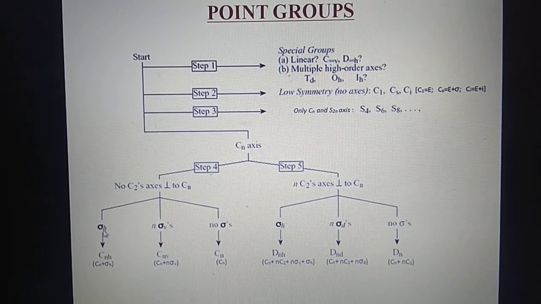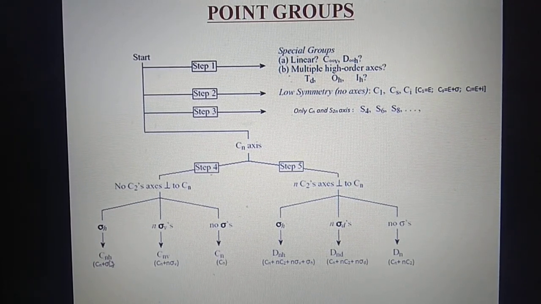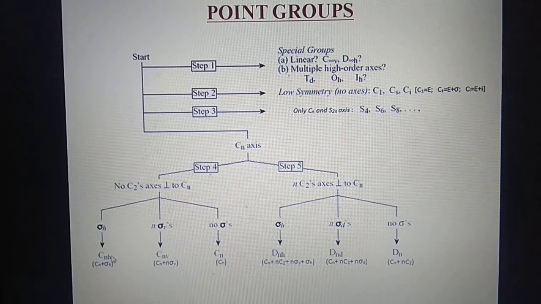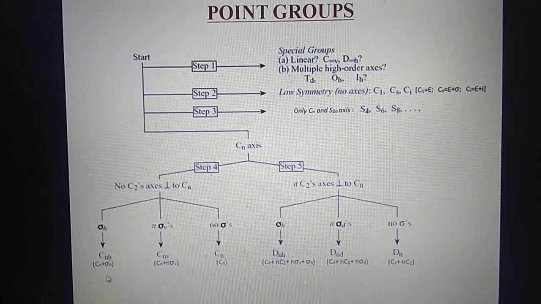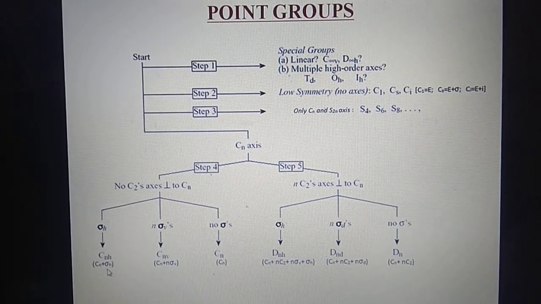If sigma h is there, then the point group would be Cnh, meaning n is the principal axis. So here, in case of the Cnh point group, the symmetry elements present are the identity, next one is Cn, and the last one is sigma h.